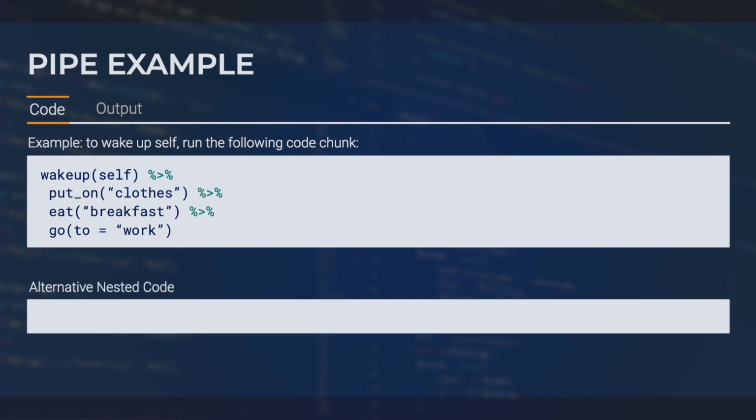We can compare this with a nested type of code, which is quite common in computer programming, where we would go, eat, put on, wake up self, clothes, breakfast, to equals work. These two ways of writing code are absolutely equivalent. We will end up waking up ourselves, putting on clothes, eating breakfast, and going to work, regardless of the way. But you can see one of these is going to be much more readable, and this is one of the powers of the tidyverse programming environment.